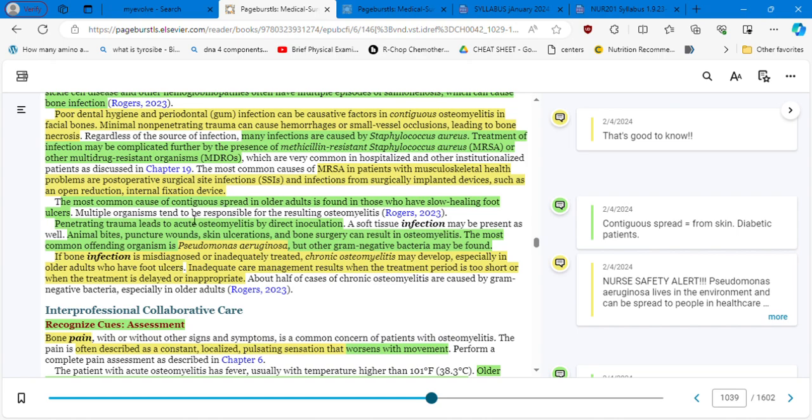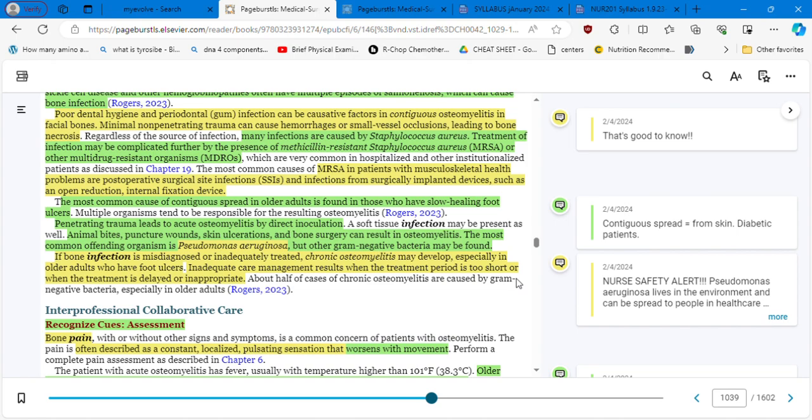The most common cause of contagious spread in older adults is found in those who have slow healing foot ulcers. The slow healing foot ulcers, basically those patients that are in bed, your diabetic patients. Okay. Penetrating trauma leads to acute osteomyelitis by direct inoculation. Animal bites, puncture wound, skin ulceration, and bone surgery can result in osteomyelitis. The most common offending organism in these cases is Pseudomonas aeruginosa, but other gram-negative bacteria may be found.